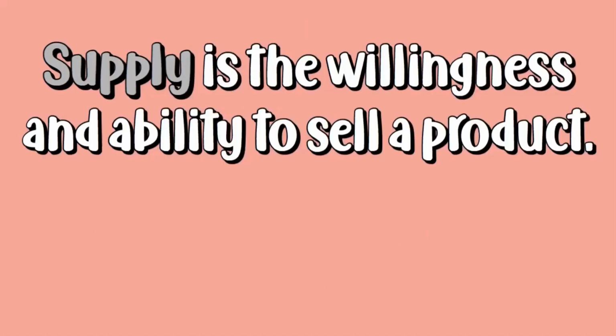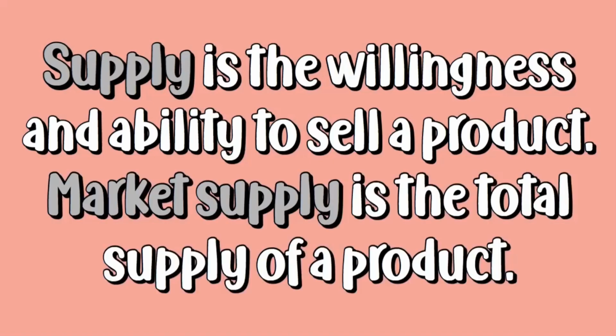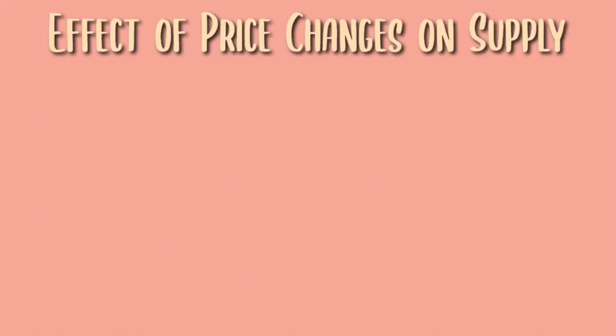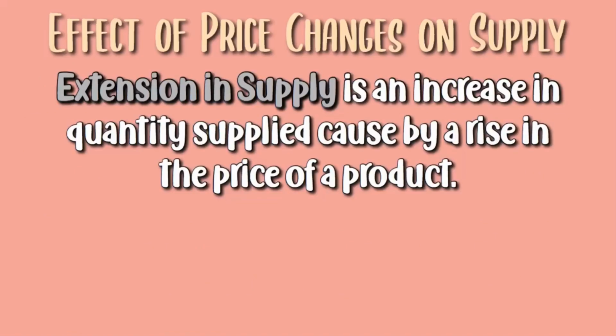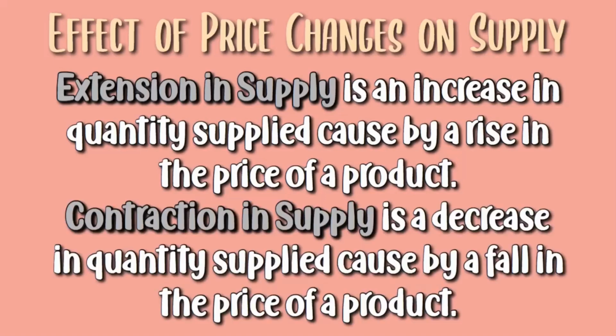Supply is the willingness and ability to sell a product. Market supply is the total supply of a product. Now let's look at the effect of price changes on supply. So extension in supply is an increase in quantity supplied caused by a rise in the price of a product. Contraction in supply is a decrease in quantity supplied caused by a fall in the price of a product.